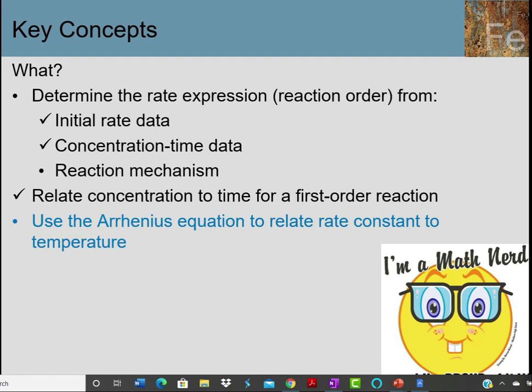This one's going to revolve around two concepts, one more mathy than the other, but as you can tell by the little thing in the bottom, there's still going to be a sizable amount of math associated with this concept.